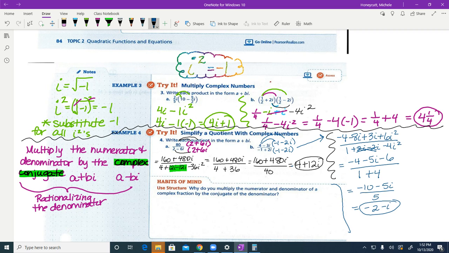So why do you multiply the numerator and denominator of a complex fraction by the conjugate of the denominator? Because it gives you two middle terms, like the 12i and the negative 12i, that will cancel each other out. Two terms with i's that will cancel.